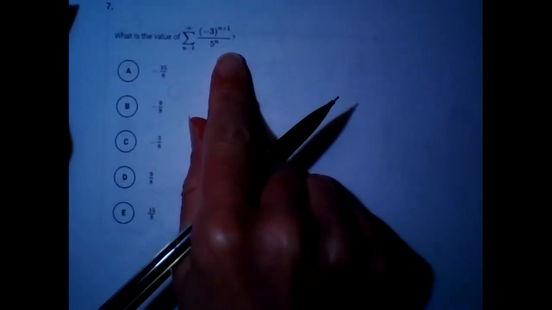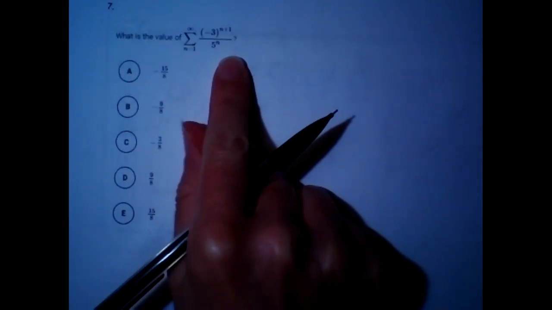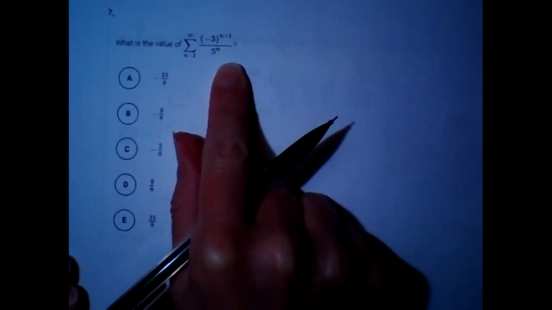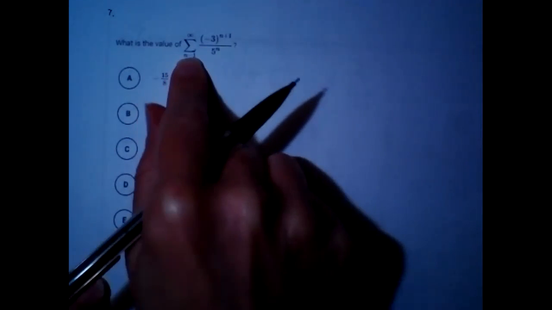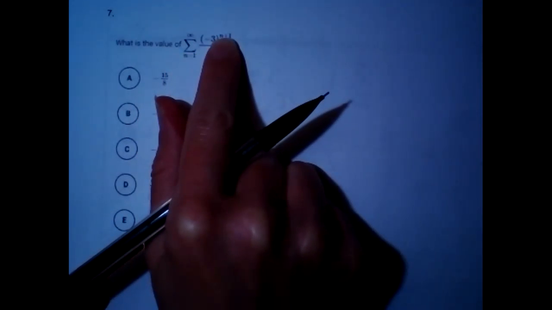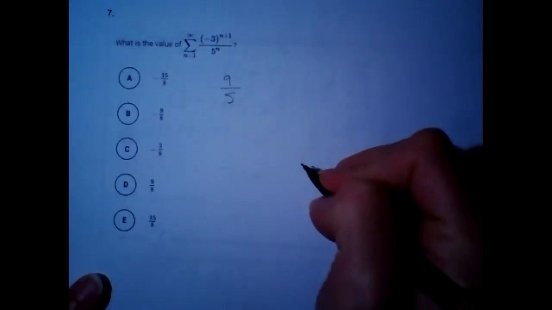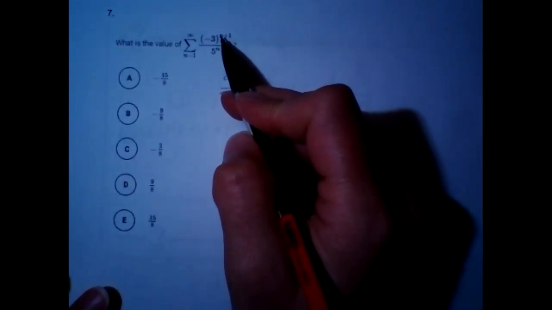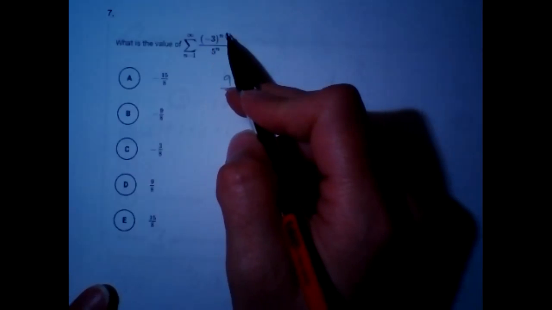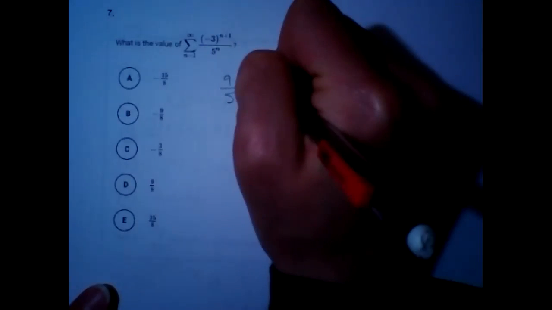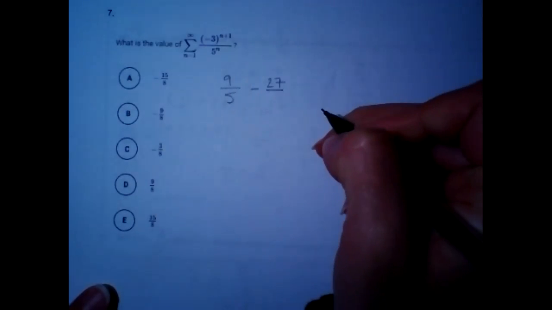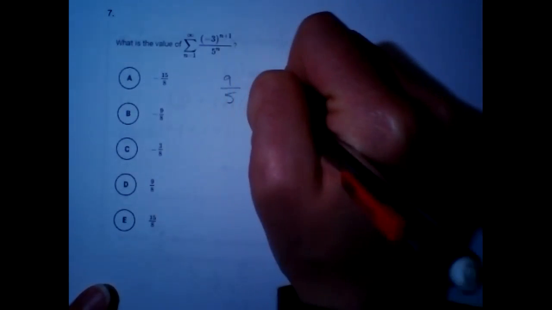All right, and then last one. Again, this looks kind of like a disaster, so I'm going to just write out the first few terms to see what the pattern is, and we're starting at 1. So if I plug in 1, this is going to be -3 squared, that'll be 9, and then 5 to the first is 5. And then if I plug in 2, 2 plus 1 is 3, -3 cubed would be -27, and 5 squared is 25.